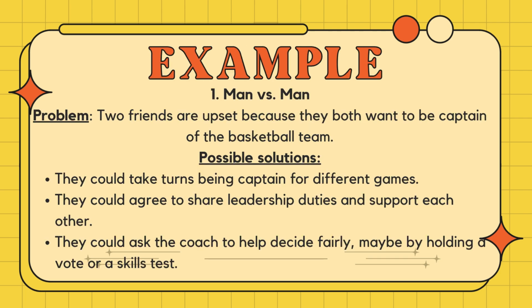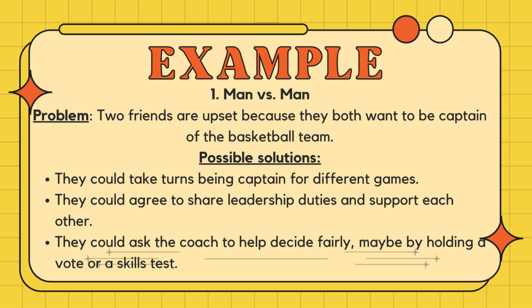So for example, you choose man versus man, and the problem is 2 friends are upset because they both want to be captain of the basketball team. And the possible solutions are, number 1, they could take turns being the captain for different games. Number 2, they could agree to share leadership duties and support each other. And number 3, they could ask the coach to help decide fairly, maybe by holding a vote or a skill test.